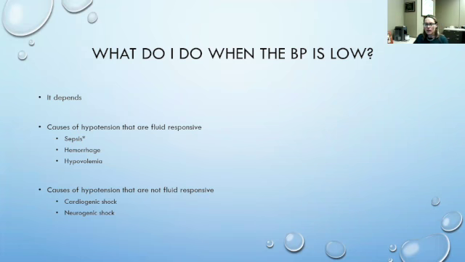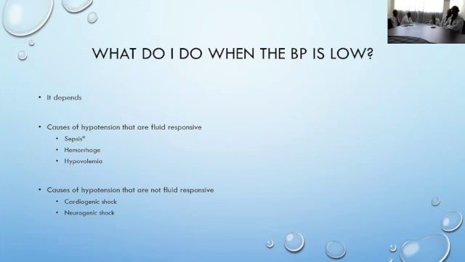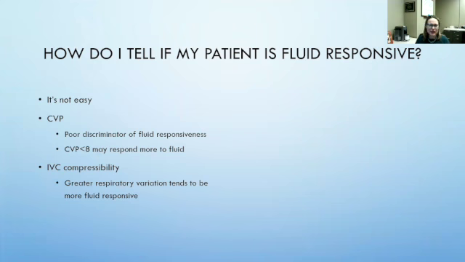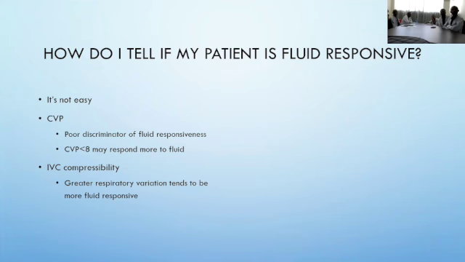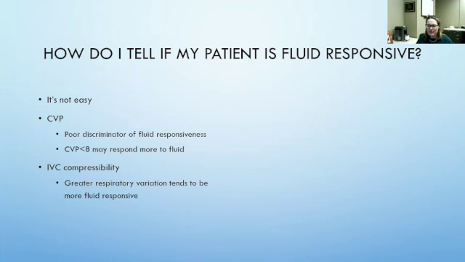So things like cardiogenic shock, neurogenic shock, they don't respond as well to fluid. And sometimes you just can't tell. So we use some of the tools that I talked about earlier, but sometimes it's just not easy to tell if your patient will be fluid responsive. And the only way for you to tell is to try something. So either give them fluid or give them Lasix and see what happens to either one.